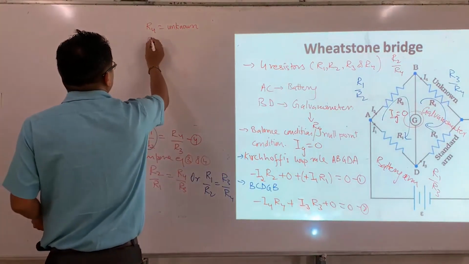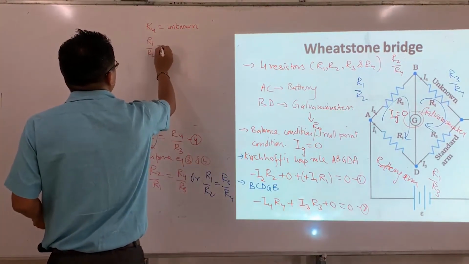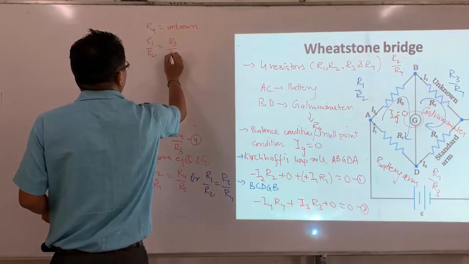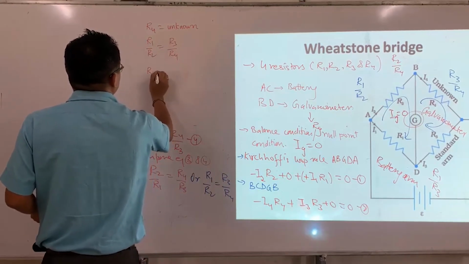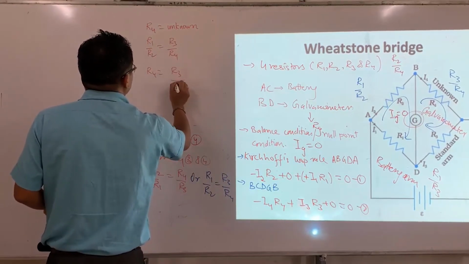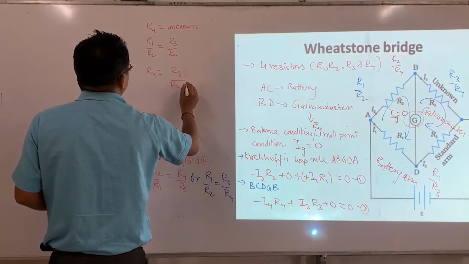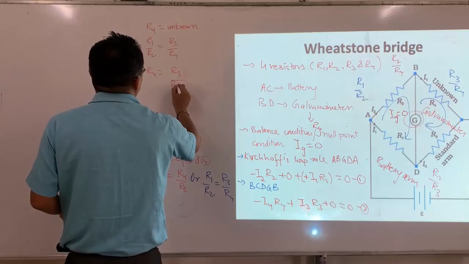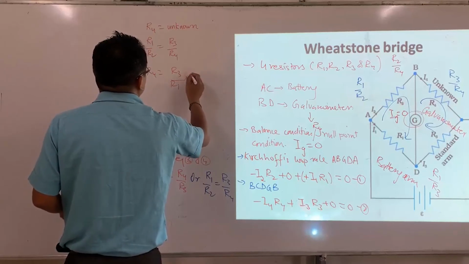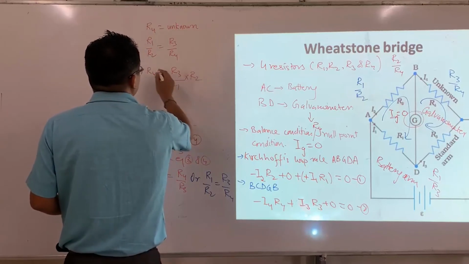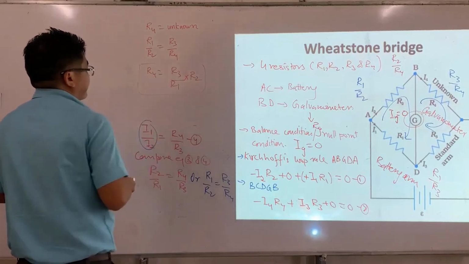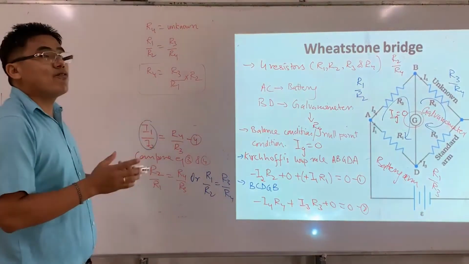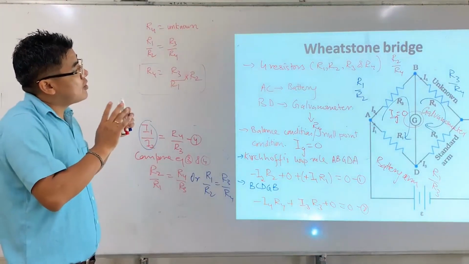So therefore I just say R1 divided by R2 equal to R3 divided by R4. So R4 is equal to R3 divided by R1 into R2. So this is what I have. So the unknown can be found easily, right? Look at this.